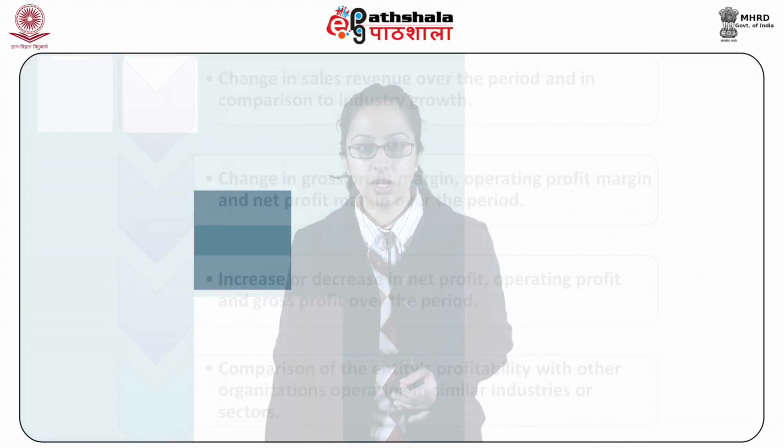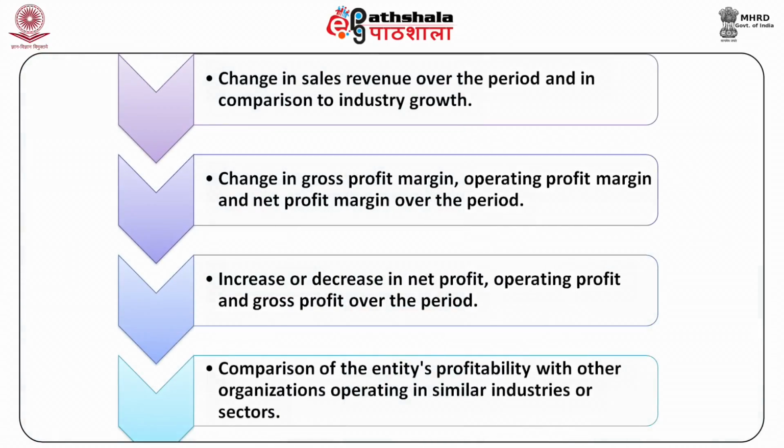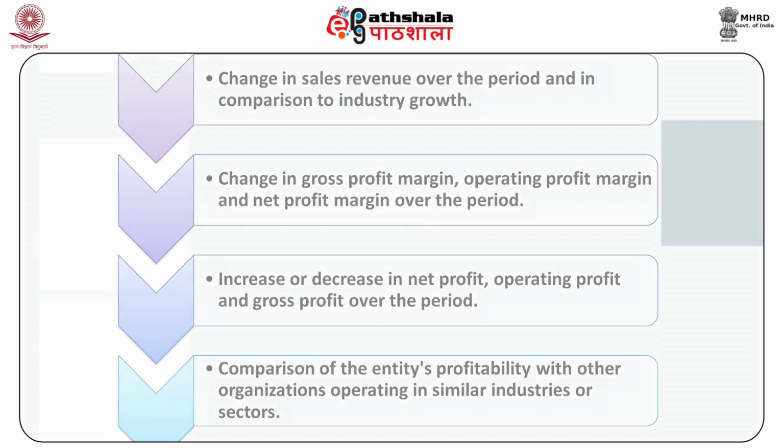Income statement provides the basis for measuring performance of an entity over the course of an accounting period. Performance can be assessed from the income statement in terms of the following: change in sales revenue over the period and in comparison to industry growth, change in gross profit margin, operating profit margin and net profit margin over the period, increase or decrease in net profit, operating profit and gross profit over the period, comparison of the entity's profitability with other organizations operating in similar industries or sectors.